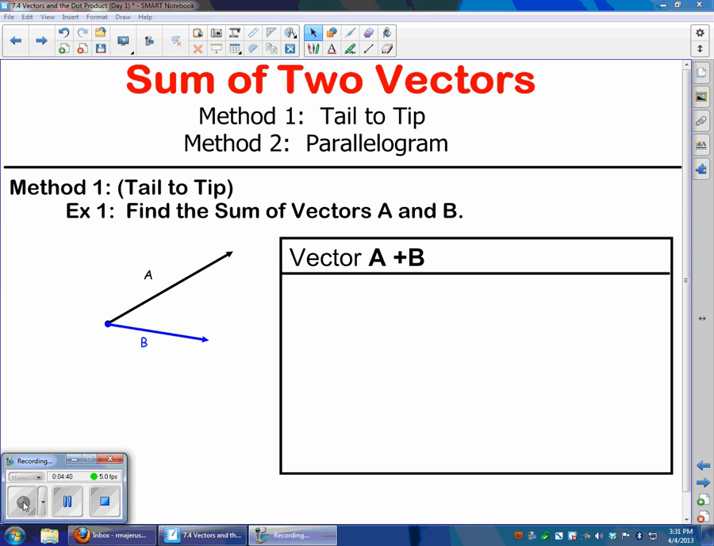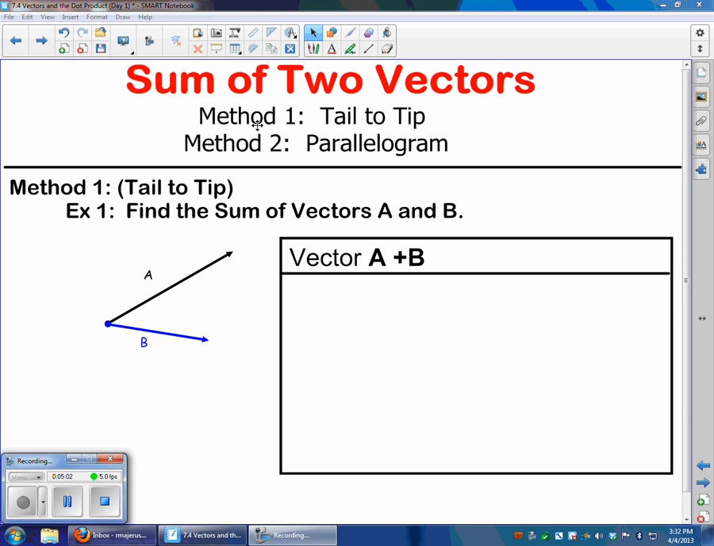Okay, here we go. Now we're going to move on. We're going to take a look at a visual depiction of how these vectors are going to play out and how these forces combine to act together on a single point or a single object. So what we're going to look at doing here is finding the sum of two vectors.